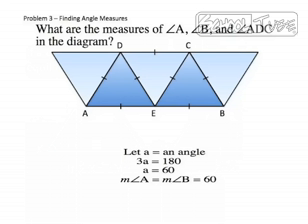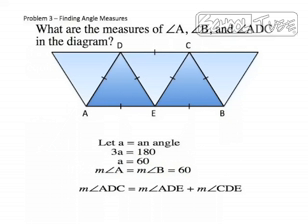Since angle A and angle B are both angles in equilateral triangles, we're going to say that the measure of angle A equals the measure of angle B, which equals 60. Next, we're going to use the angle addition postulate to set up an equation to find the measure of angle ADC up here. So we're going to say the measure of angle ADC equals the measure of angle ADE plus the measure of angle CDE.